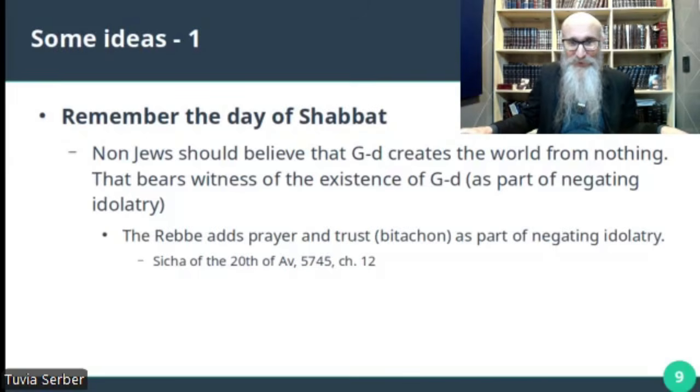The Torah says one of the commandments is Zachor es Yom Shabbos. You should remember the day of Shabbos, that's what it says in the first version. In the second version, when Moshe Rabbeinu repeated the Torah, it says Shamor es Yom Shabbos. You should keep, guard, observe the day of Shabbos. Again, the first version says Zachor, you should remember. The second version says Shamor, you should actually observe it.